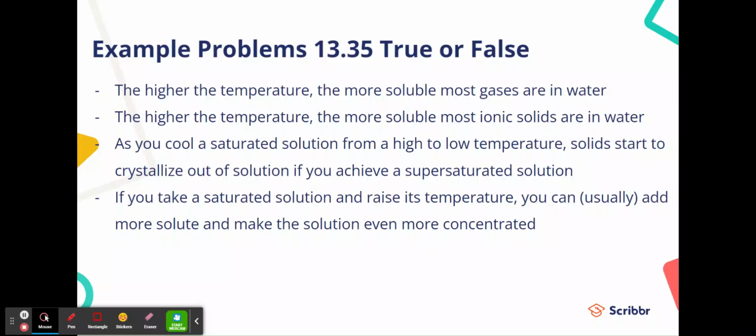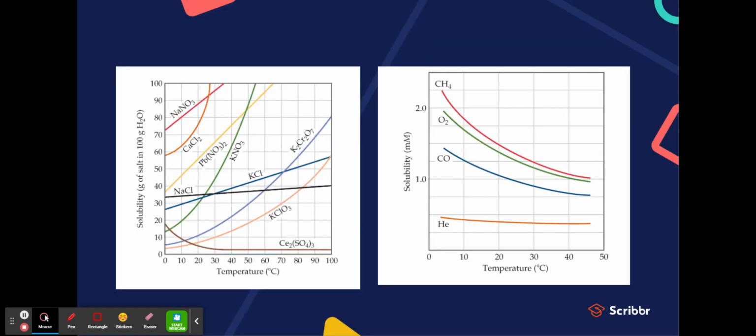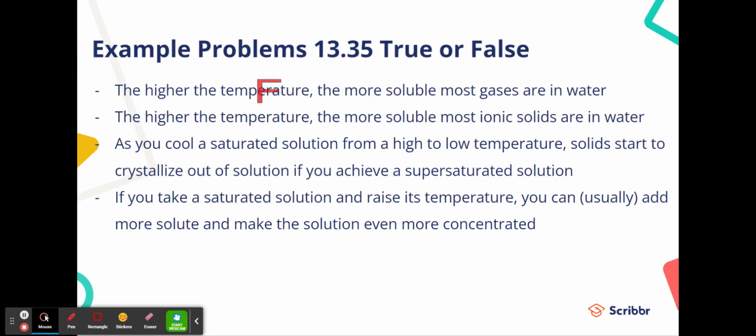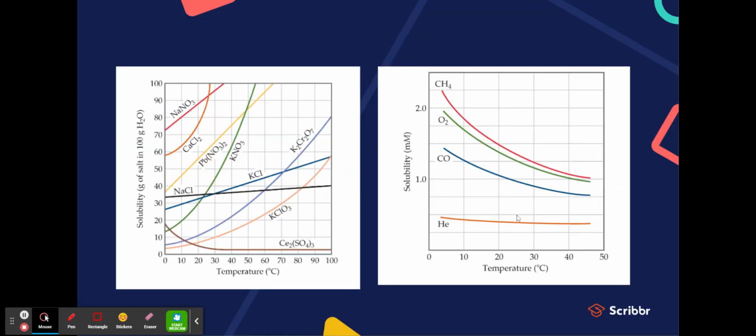Okay, and here are some practice problems. This is question 1335 in your book, and all of these are true or false statements. The first one is, the higher the temperature, the more soluble most gases are in water. The answer to this is false. Looking at this last graph, you can see as temperature increases, solubility is actually going to decrease here.